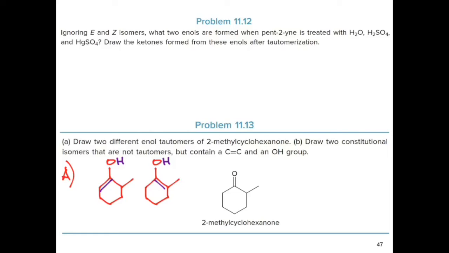And for the second part, it says, draw two constitutional isomers that are not tautomers, but contain a carbon-carbon double bond and a hydroxy group. So all you have to do is move the double bond anywhere else that doesn't look anything like the enol tautomers. And so we can move the double bond onto these two carbon atoms right here, or anywhere else that doesn't look anything like the enol tautomers. And so here's the first one and the second one. So we have the double bond between these two carbon atoms, and the hydroxy group remains in the same position, or the double bond that's between these two carbon atoms here. So these two are constitutional isomers that are not tautomers, but contain a double bond and a hydroxy group.